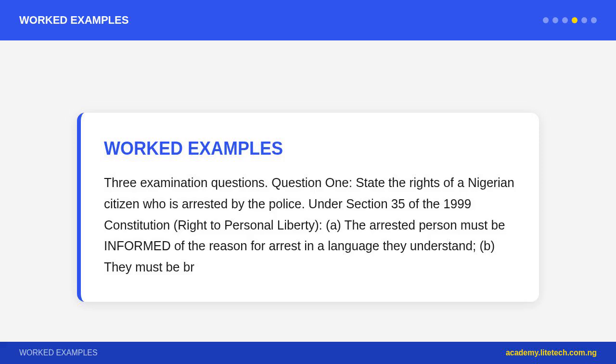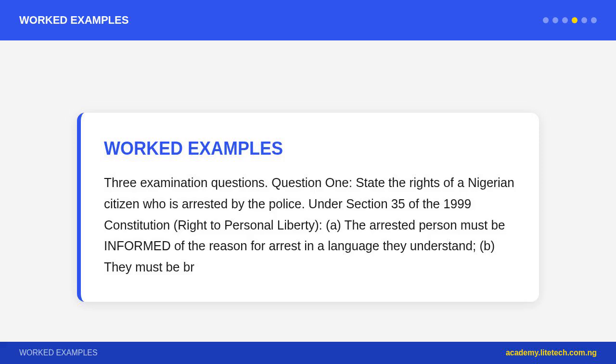Three examination questions. Question 1: State the rights of a Nigerian citizen who is arrested by the police. Under Section 35 of the 1999 Constitution, the right to personal liberty: a. The arrested person must be informed of the reason for arrest in a language they understand. b. They must be brought before a court within 24 hours for a non-capital offense, or 48 hours for a capital offense, e.g., murder. c. If not charged within the stipulated time, they must be released, unconditionally or on bail.